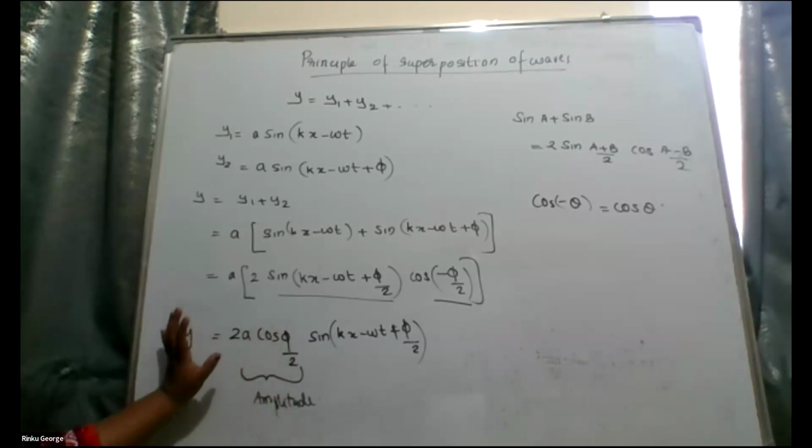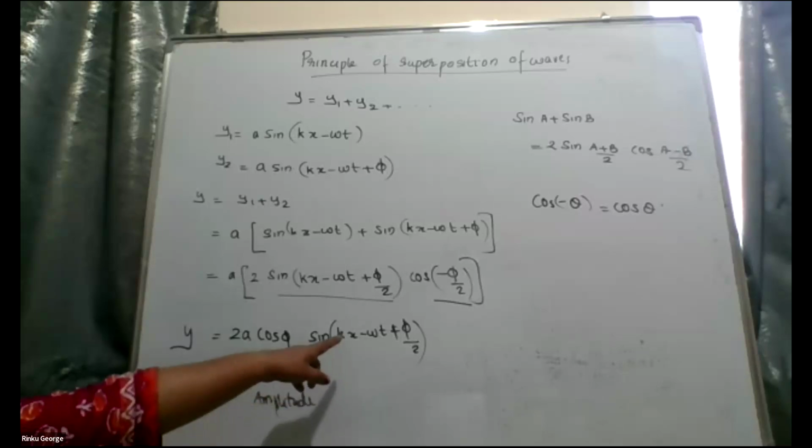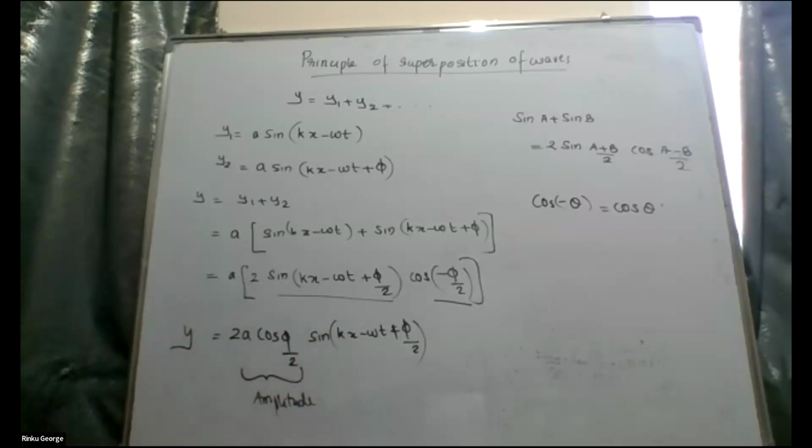So this is the resultant wave, right? What is the direction of the resultant wave? Positive x or negative x, Zian? What's the direction of this resultant wave? Minus omega t means it is the positive direction.